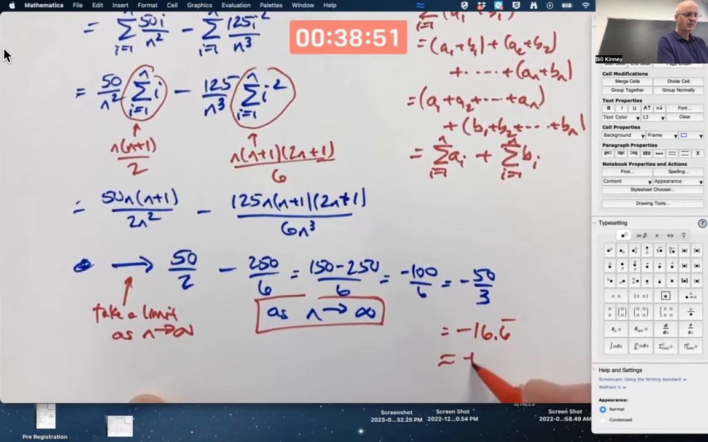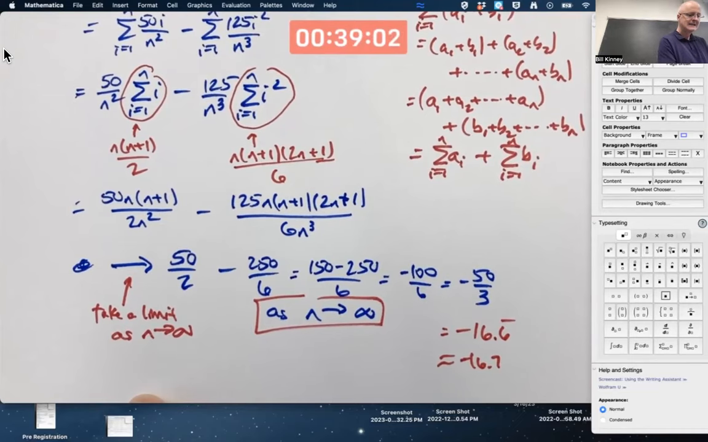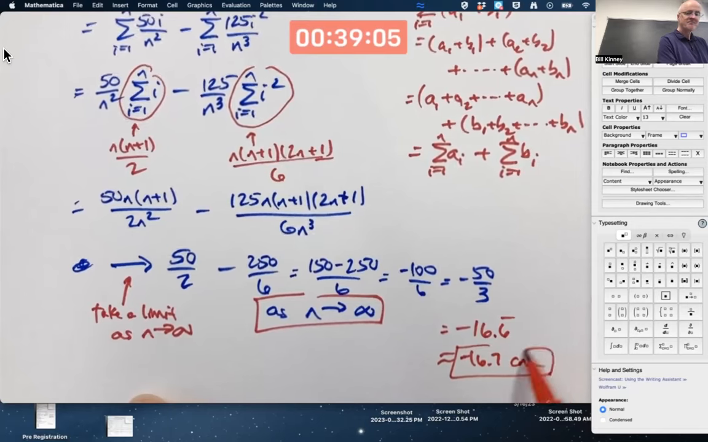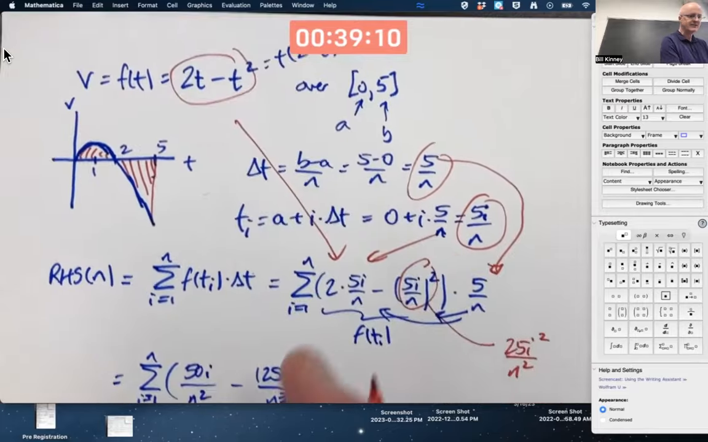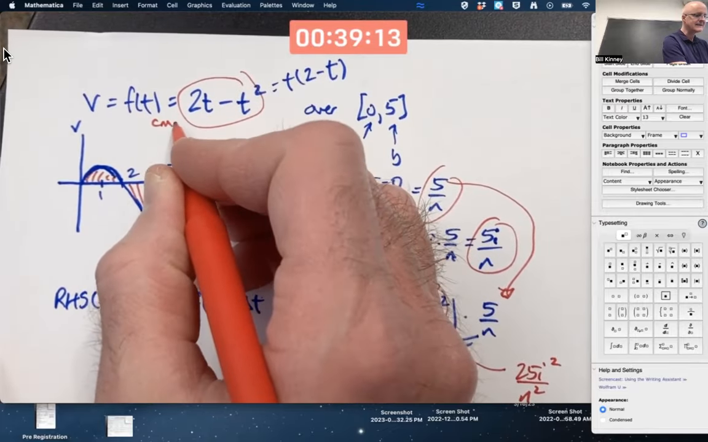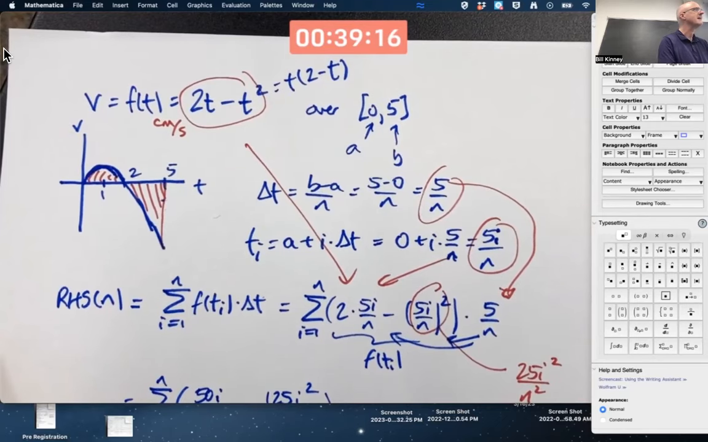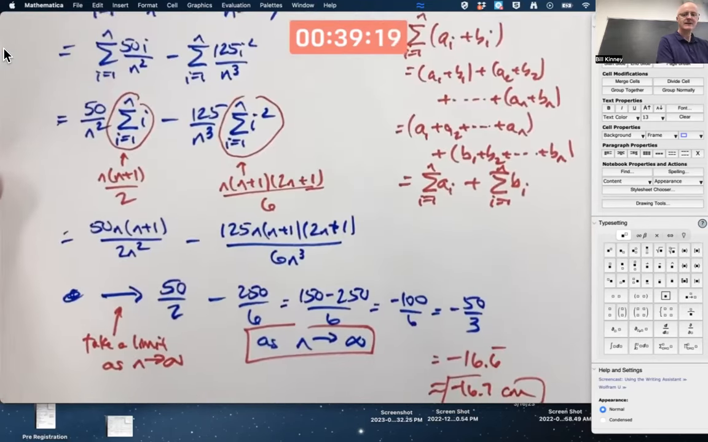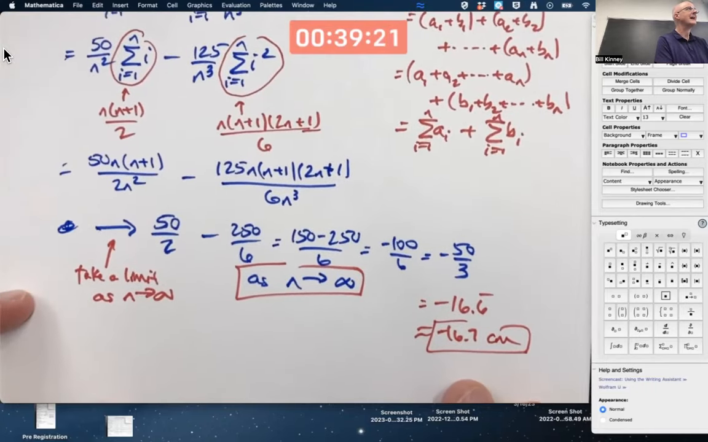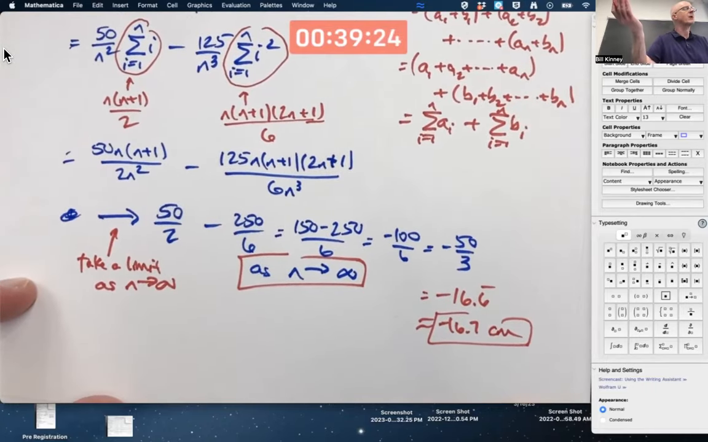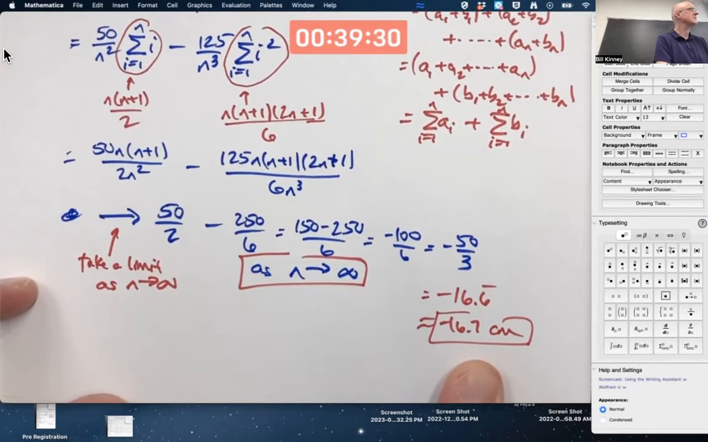About negative 16.7, whatever the units are. If we're talking about the bug moving across the page, probably the distance units are centimeters, or maybe even millimeters if it's a really tiny bug. Let's say it's centimeters. The units for the original function as a velocity would have been centimeters per unit time, say centimeters per second, just to pick something. And then this would have been in centimeters. It ends about negative 16.7 centimeters to the left of where it started if rightward motion is positive. This is the displacement, or change in position.